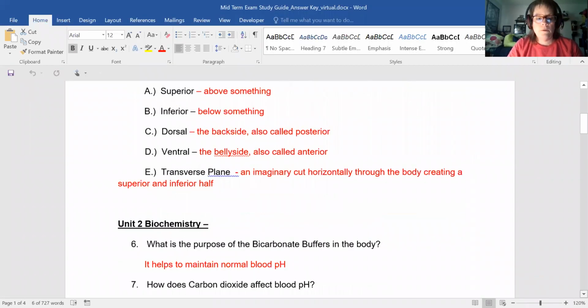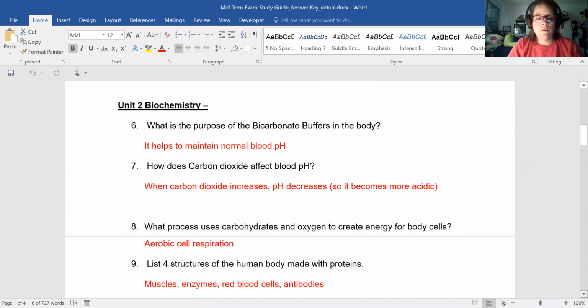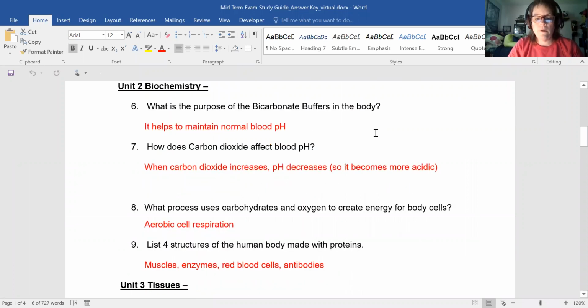Now we're on to Unit 2, which was biochemistry. Remember that included the acid and base stuff, buffers. We talked about macromolecules like carbohydrates, lipids, proteins. So there's not much on it. I had to pick and choose, but I decided I would want to pick up on this buffer because we're going to talk about it again soon in second semester.